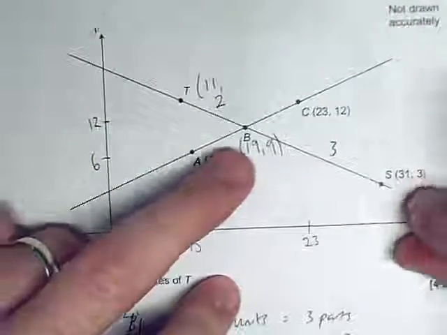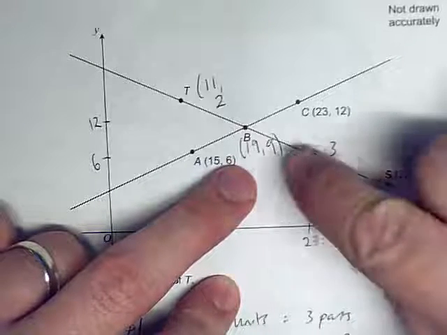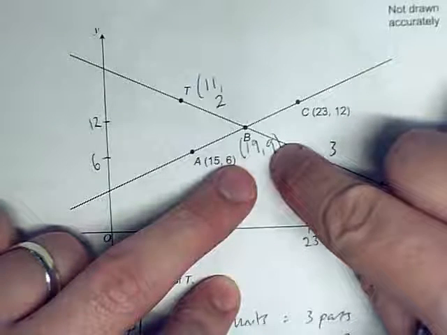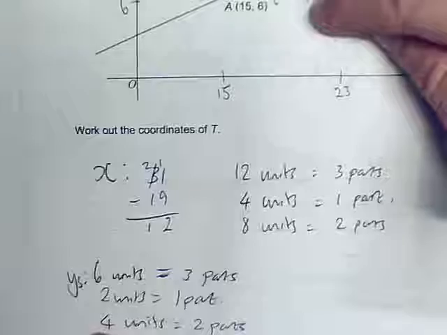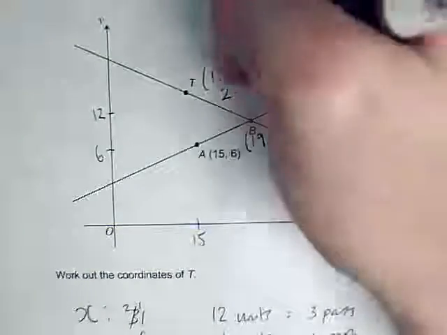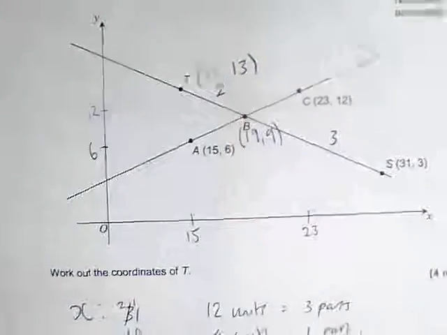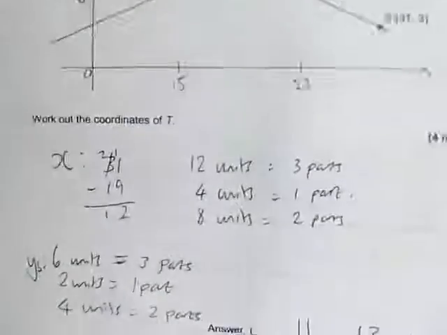So again, applying some logic, in terms of the Y's, we started at 3, we then went up to 9. So the Y's are going up, so we're increasing the 9 by 4 units. So 9 add 4 is 13. So our correct answer is 11, 13.